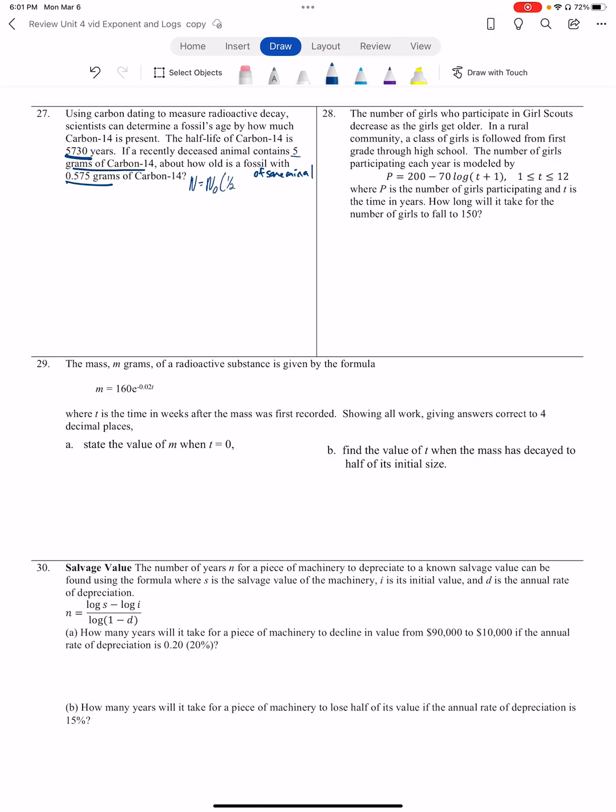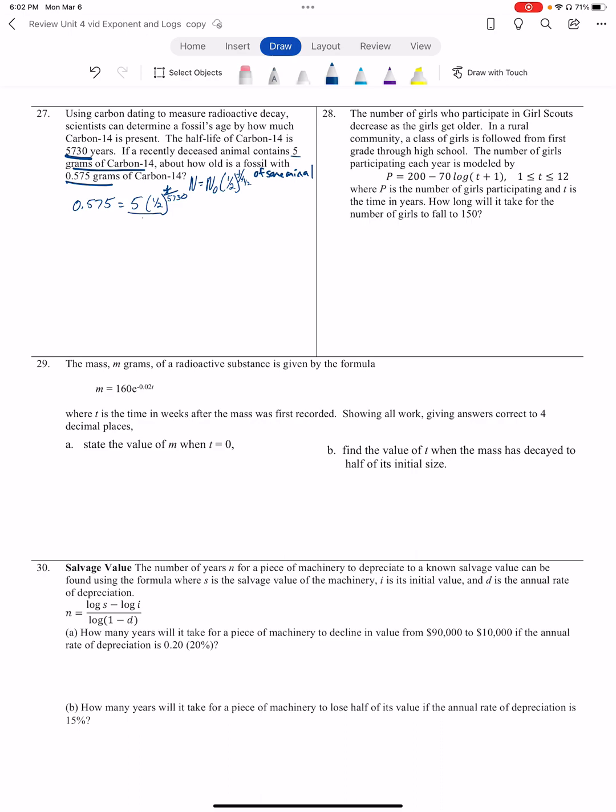Okay, we're going to use our half-life formula, which is N is equal to N sub 0 times 1/2 to the t over t sub 1/2 power. I know that I want to know when we have 0.575 grams. Our initial amount is 5 grams. We have 1/2. My time, that's what we're trying to find, and we know the half-life is 5,730 years.